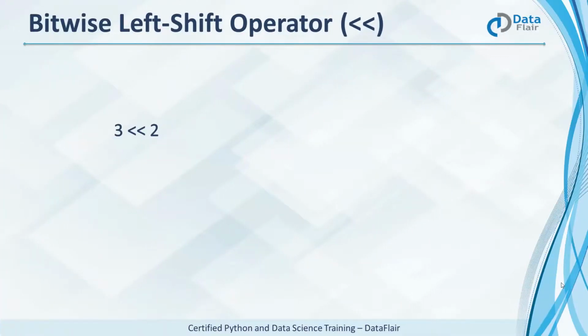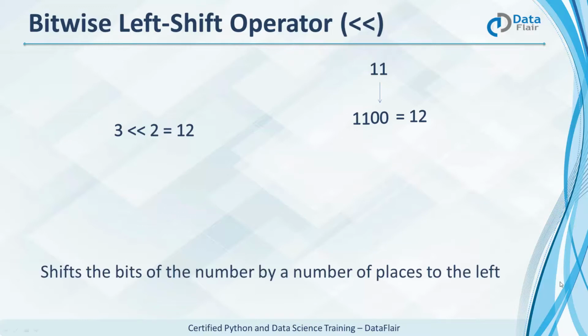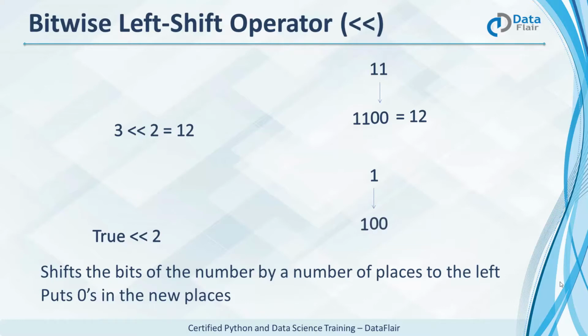Now let's talk about the left shift and right shift operators. 3 left shift 2. The binary for 3 is 11. When we shift it to the left by 2 places, it gives us 1100, which is binary for 12. So you see, the left shift operator shifts the bits by the given number of places to the left. What happens to the newly generated places is that it fills them in with zeros. Let's take another example. True left shift 2. As said earlier, the binary for true is 1. The left shift operator shifts this to the left by 2 places and gives us 100, which is binary for 4.